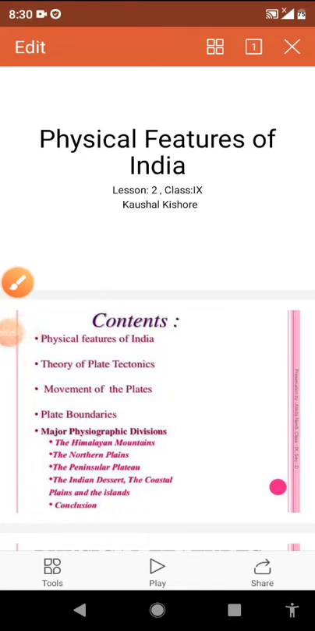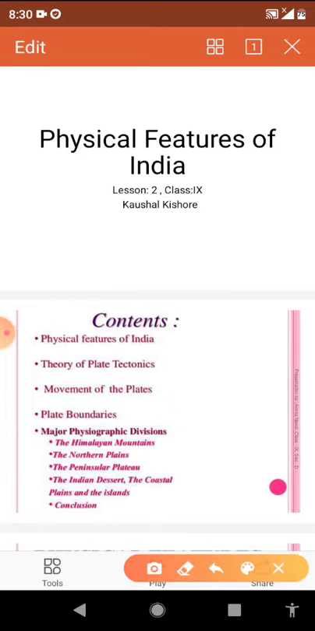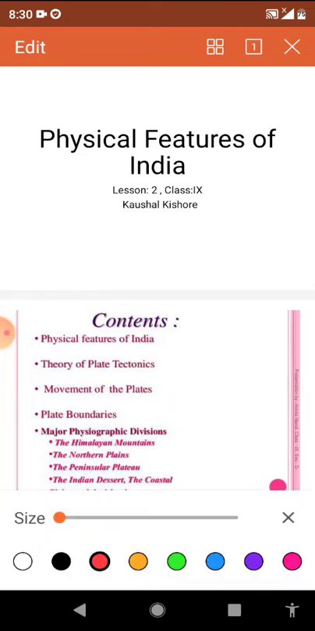Dear students of class ninth, today we'll discuss the second chapter. The name of the chapter is Physical Features of India. So when we are talking about physical features of India, what is the meaning of physical features? The literal meaning that you can give to this term is landforms, physiographic division, topography. So all these are synonyms.